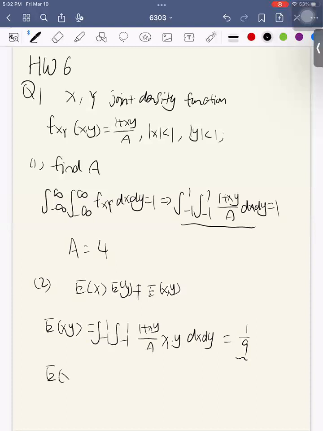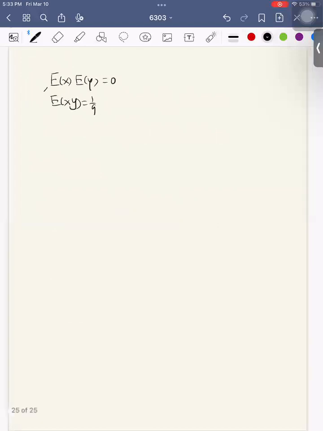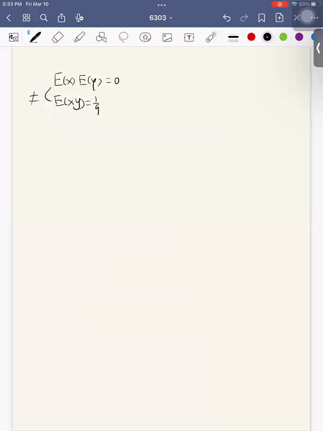And now we need to find the E[X] as well. For solving E[X], we still use the integral to find it. Solving this integral, we found the result is equal to 0. So now we can say, since E[X] is 0, E[X] times anything is 0. And we already solved that E[XY] is equal to 1/9. So they are not equal. So we can say they are not uncorrelated.